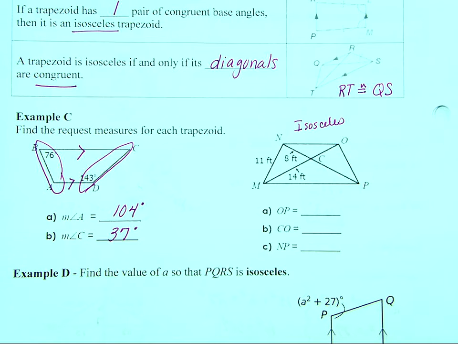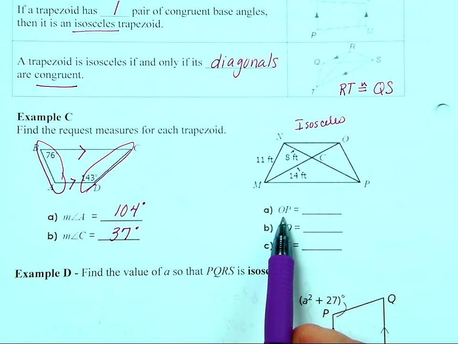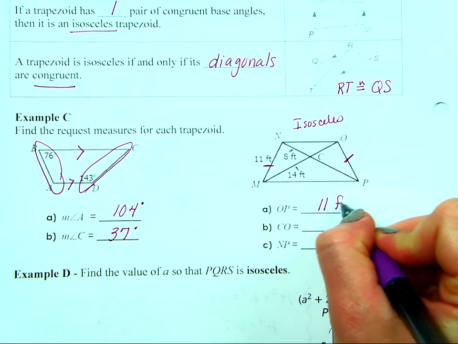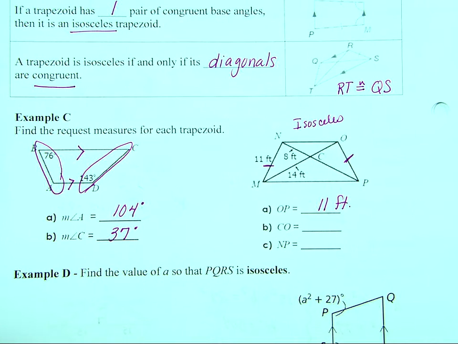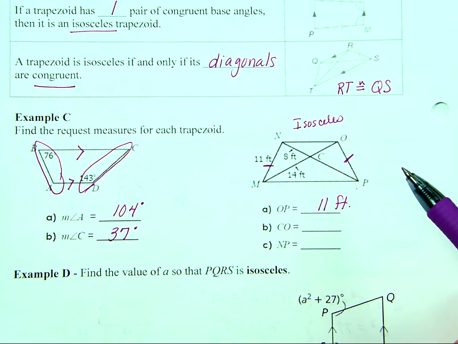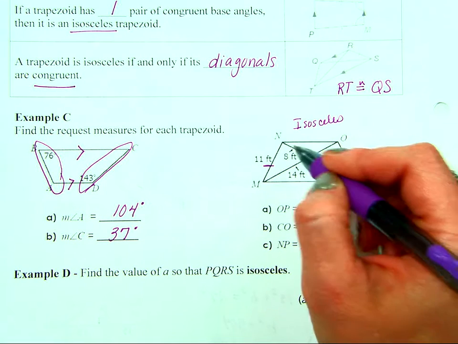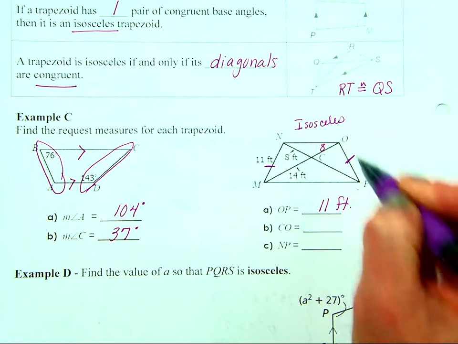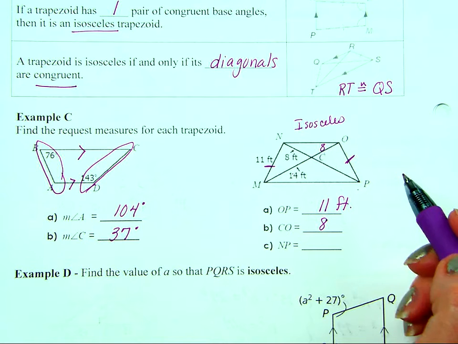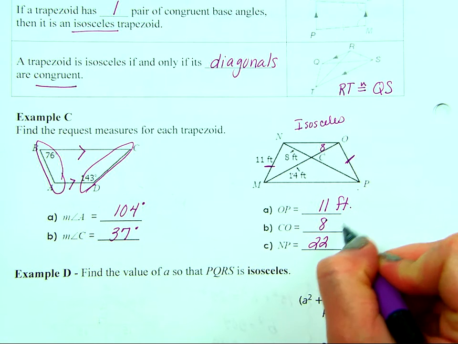And so if we were looking for our length of OP, well, OP here would have to be congruent to NM. It's going to have to be 11 feet. And CO, well, in an isosceles trapezoid, my diagonals are congruent, and it also happens that they cut it proportionally. And so if NC is 8, OC is also going to be 8. And then my total NP, 14 plus 8, a total length of 22, NP is going to have to be the same.